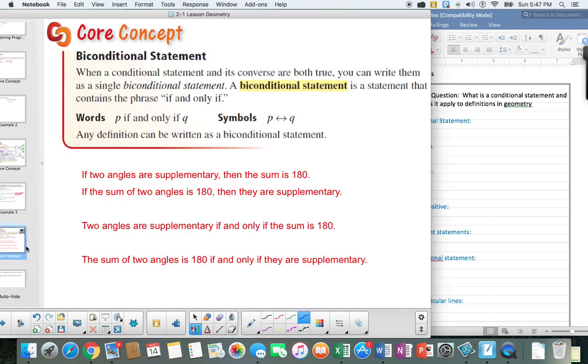All right, biconditional statement. A biconditional statement is when a conditional statement and its converse are both true. You can write them as a single biconditional statement. Now here is the vocabulary word, which you need to go to your notes. You need to write the words and you need to write the symbols. Now here's an example of what they're talking about.